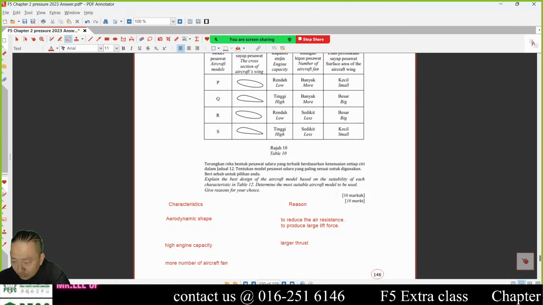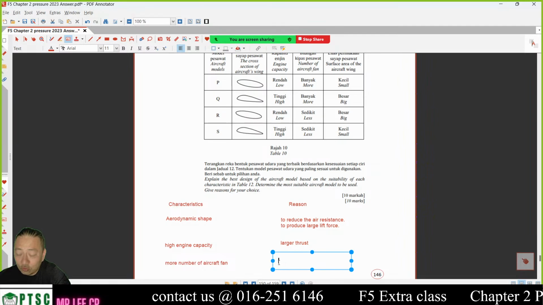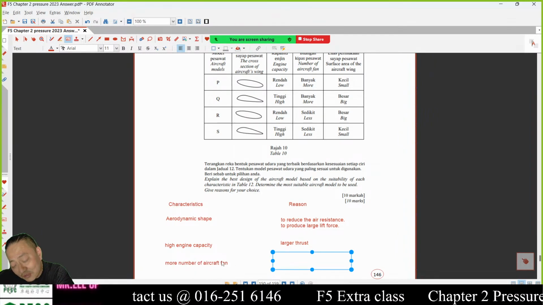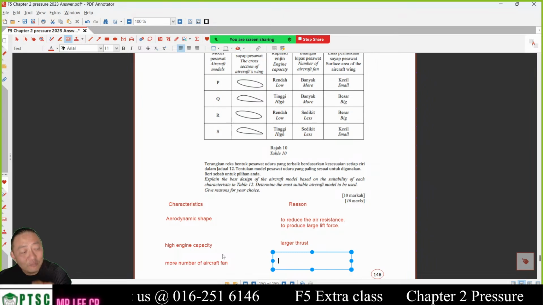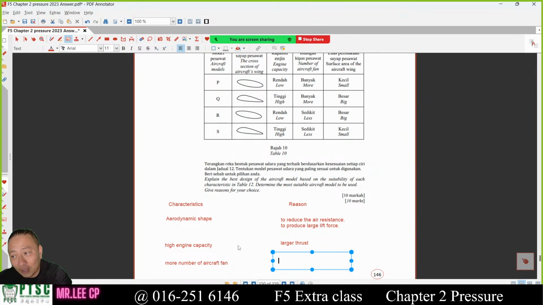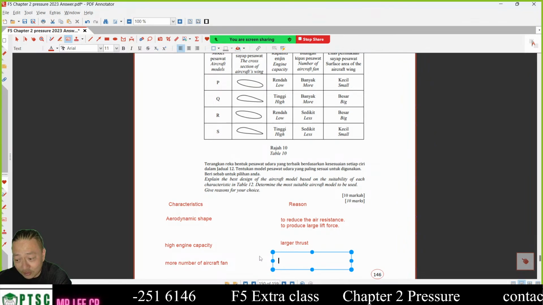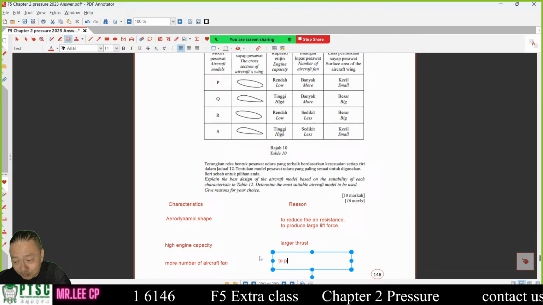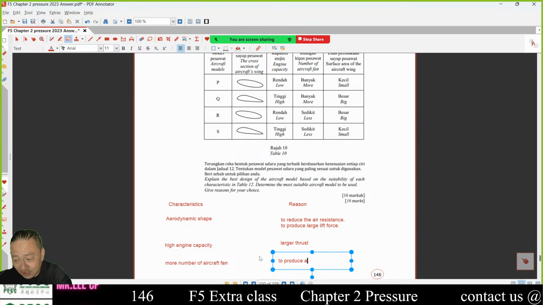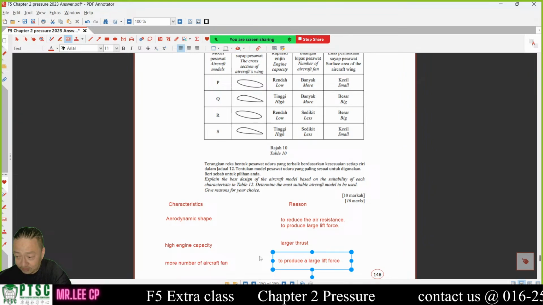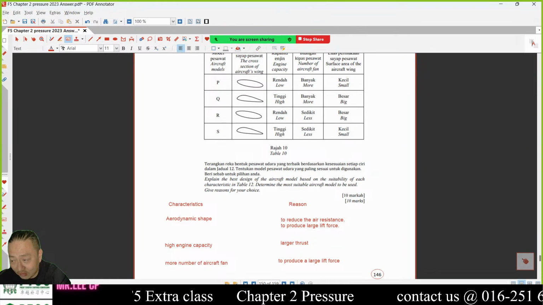If you don't know how to write, like for me, probably this one, the aircraft fan, is it to cool down or suck more air into it? All right, if you're not sure, then you write a very general one, right, so to produce a large lift force. All right, you write a very general one.